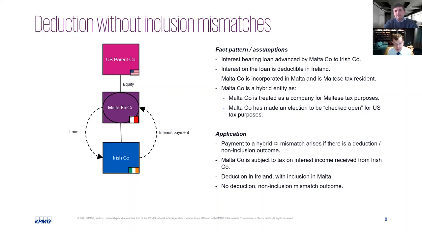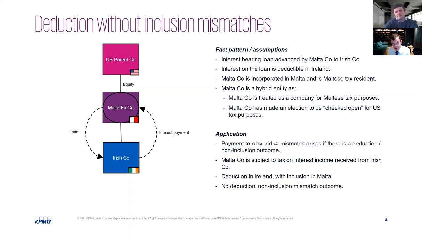And maybe this is a good way to answer a question that's come in on the chat, which is, do we need to think about inclusion everywhere? As Cormac has said, because the Malta company has made a check-the-box election for US purposes, its income is treated under US tax rules as also arising to the US parent. Well, under the Irish rules, the Irish Revenue guidance says no. Irish Revenue guidance says you only need to find a payment being included once and in one location. So although it might also be included in other jurisdictions, you don't need to think about that. Find one instance where it's included, and that would be sufficient. You go no further than that.